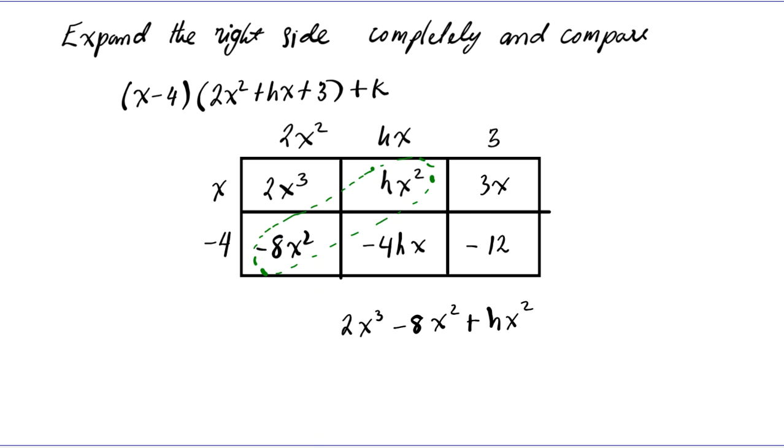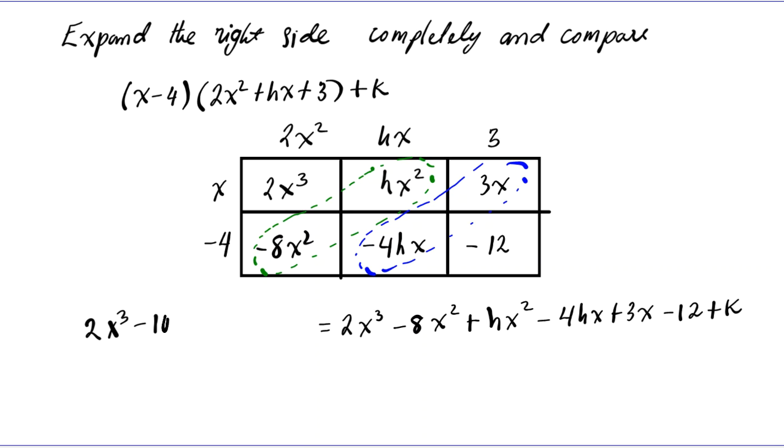And then we have the next set. Combine these two. We have minus 4hx plus 3x minus 12, and let's not forget plus k. Alrighty. Now let's go ahead and bring down the left side of the equation. So what's the left side of the equation? We have 2x to the third minus 10x squared plus 11x minus 7. So just by comparing, you can easily determine what the values of h and k are.